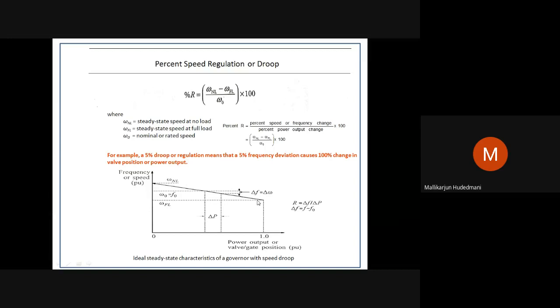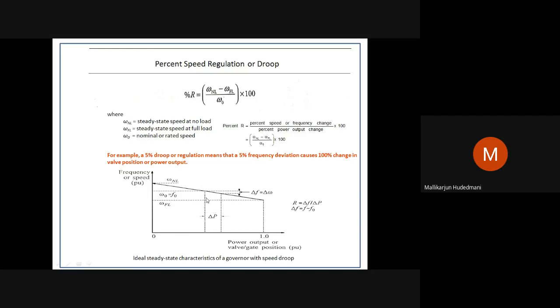the droop of that generator is expressed as, you can see here, R percent equals delta F by delta P. It can be delta omega also. It is called deviation. The slope of this curve, which is plotted as frequency and power output, is delta F by delta P.